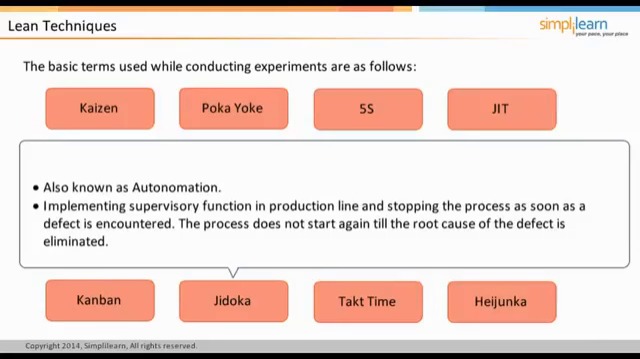The next technique is Jidoka. It means automation with human touch and is sometimes known as autonomation. Jidoka implements supervisory function in the production line and stops the process as soon as a defect is encountered. The process does not start again till the root cause of the defect is eliminated.